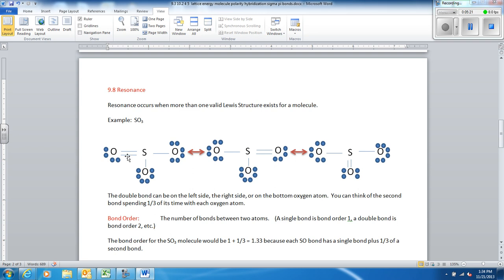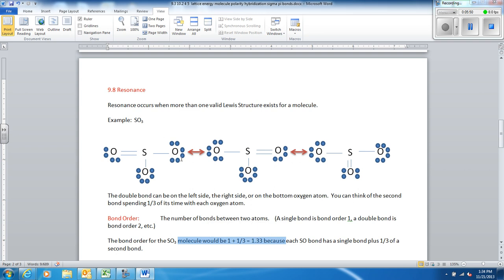third of its time on the left, a third of its time on the right, and a third of its time on the bottom. Notice there were 3 different structures and the bond is in 3 different places. So we would say that bond spends 1/3 of its time in each place, on the left, on the right, and on the bottom. And since it's divided among 3 places, it's only considered 1/3 of a bond in each place. So the overall bond order for this molecule would be 1.33.